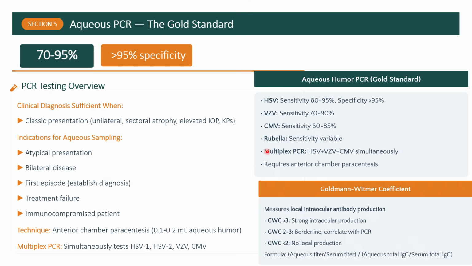Why? Because the virus load inside the anterior chamber is very low. So you have to consider this, and you have to depend not only on the PCR; you have to do other tests, such as the Goldmann-Witmer coefficient. I will speak about this shortly. But now the gold standard, multiplex PCR, is very important. You should mention that we have to confirm our diagnosis based on the PCR.